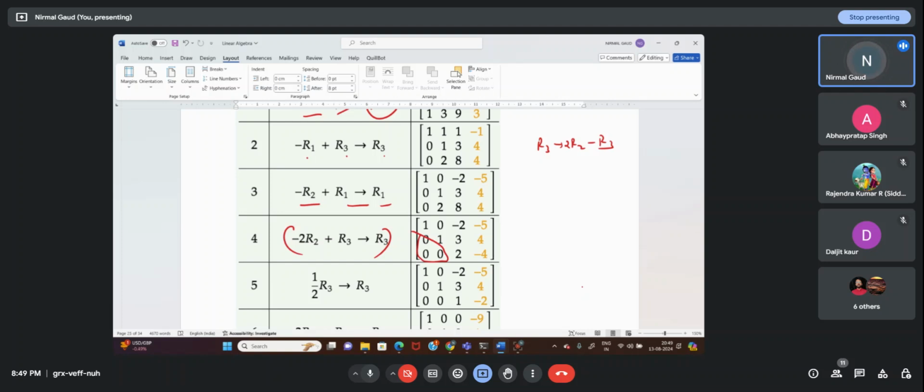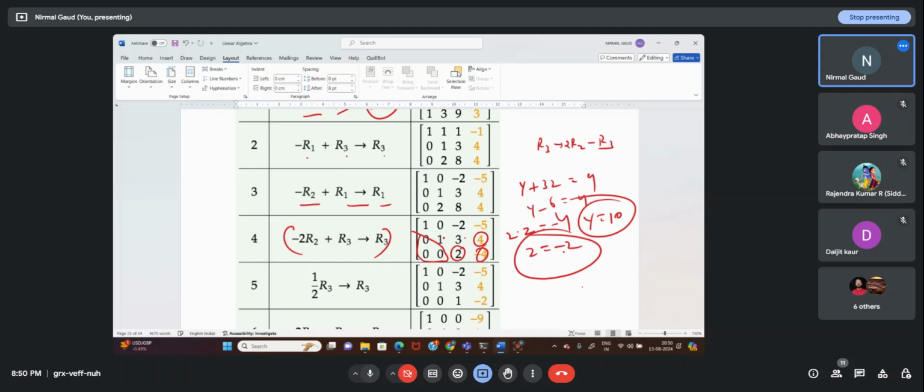I can apply the technique. So this is 2, so 2z equals minus 4, so z equals minus 2. I got the value of z. Similarly, 1 into y plus 3 into z, that is y plus 3z, is equal to 4. Z I already obtained, minus 2. Put it here: y minus 6 equals 4, so y equals 10. Similarly, I can get the value of x.